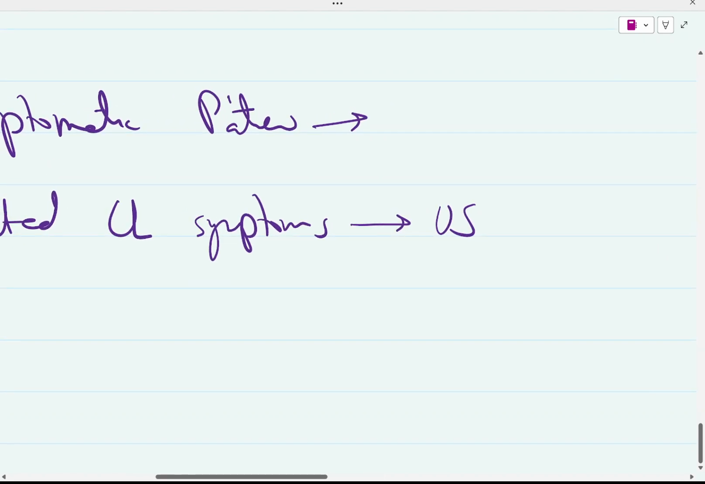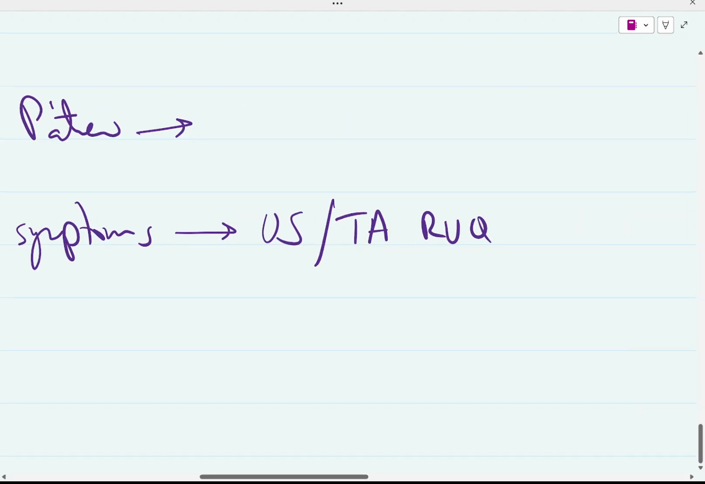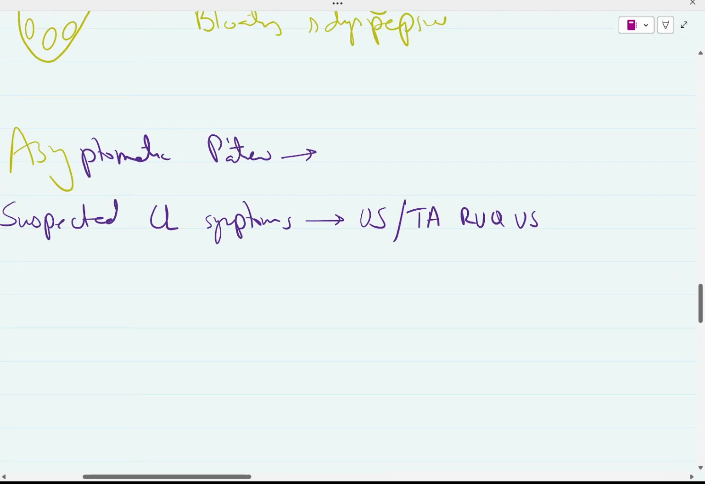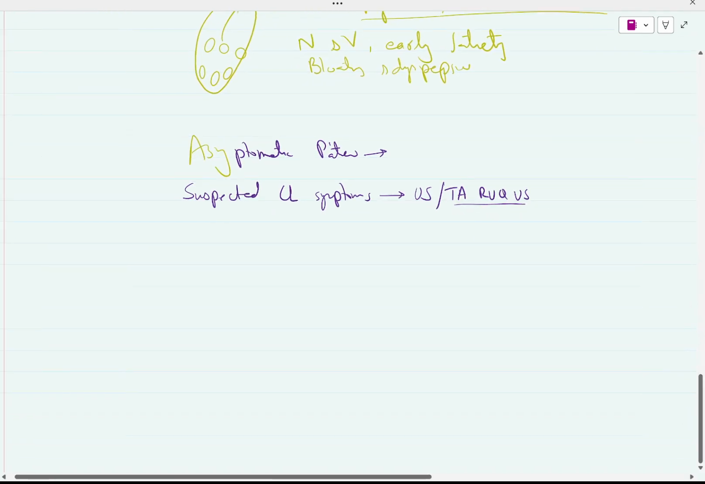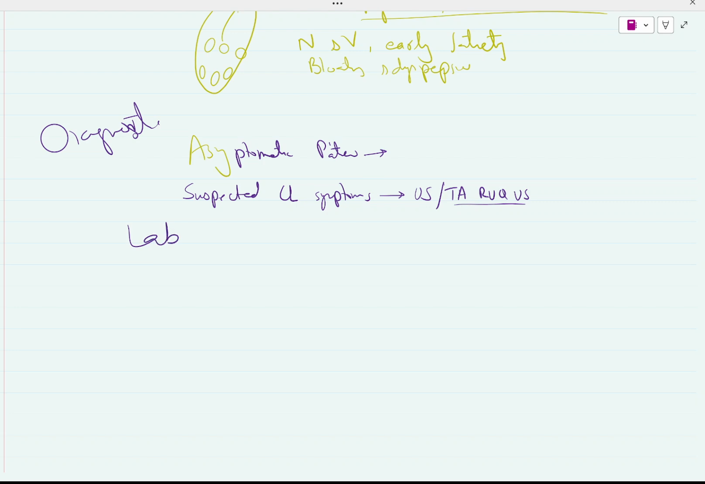We call it transabdominal right upper quadrant ultrasound more specifically. So you ask the patient to go for an ultrasound scan, and you write on your prescription transabdominal right upper quadrant ultrasound. So next thing which we are going to perform for our diagnosis is lab studies. Usually asymptomatic patients have no LFTs altered, no CBC change, and there will be normal amylase or lipase level.